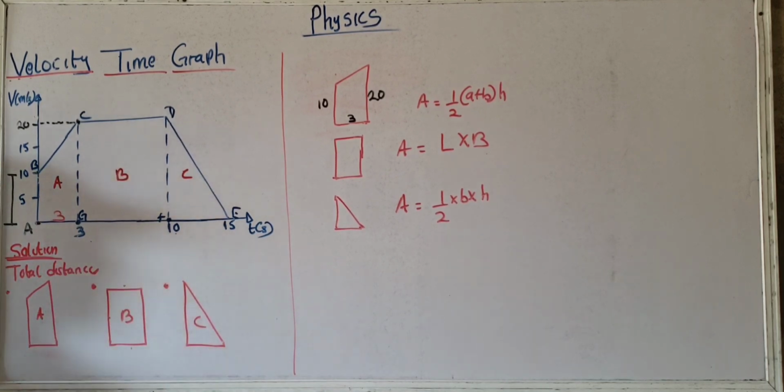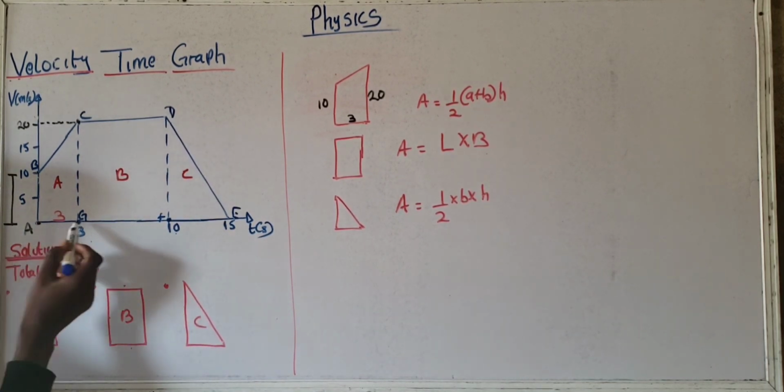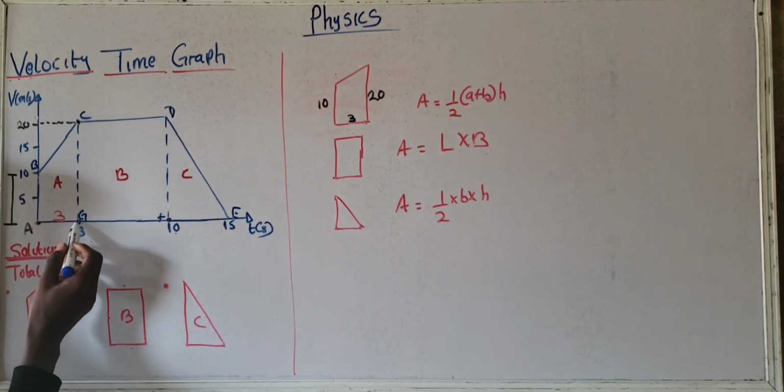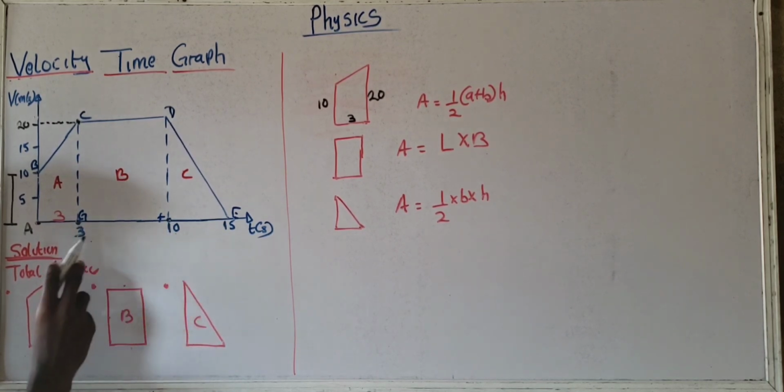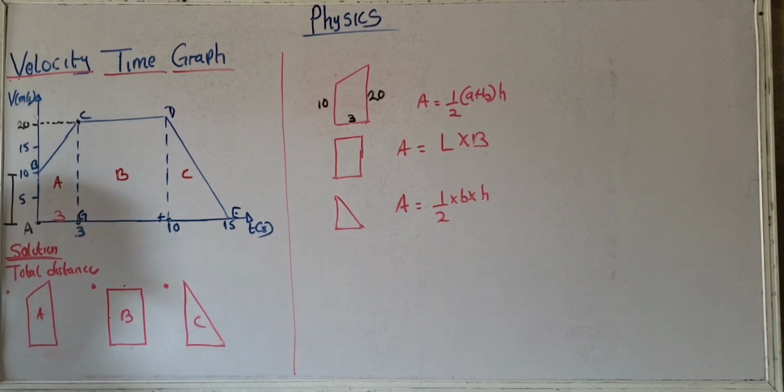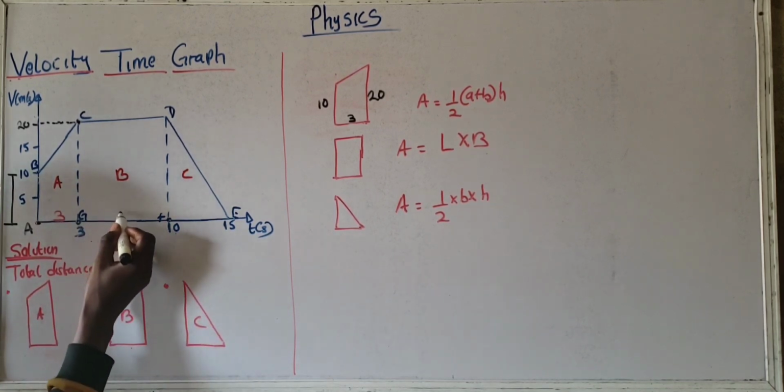10 and 3. Okay? Listen. I need the distance from this point to this point. The distance from this point to this point will be the difference between 10 and 3. 10 minus 3 will give me what? 7. So the distance from this point to this one is 7. So let us have 7 here.